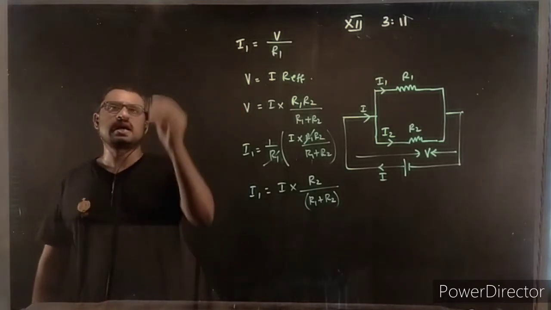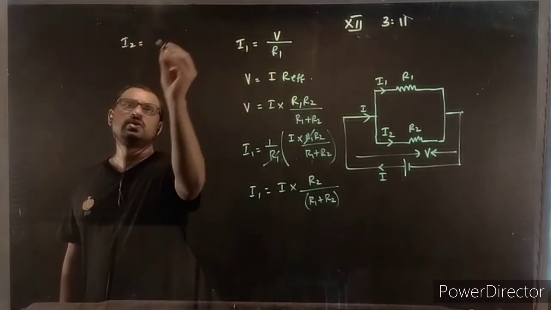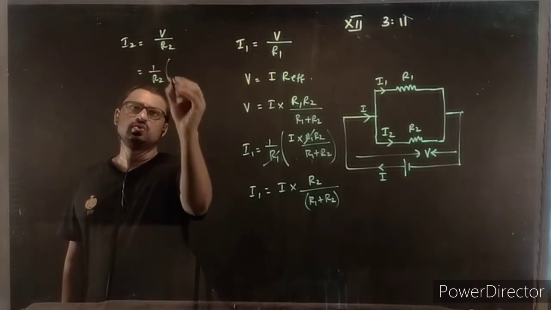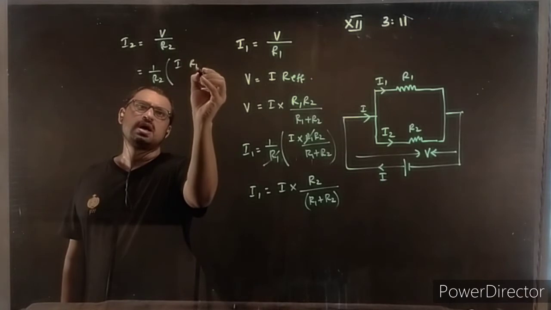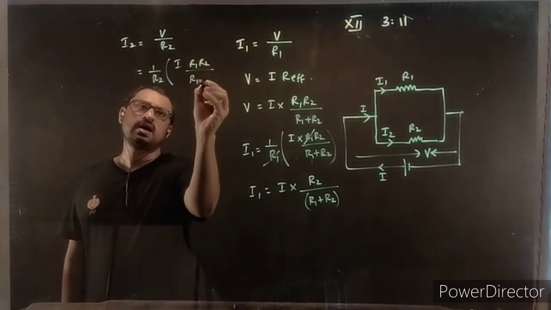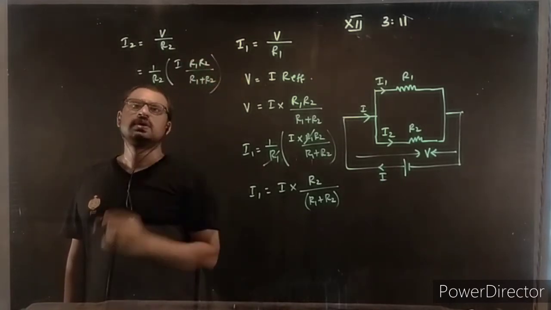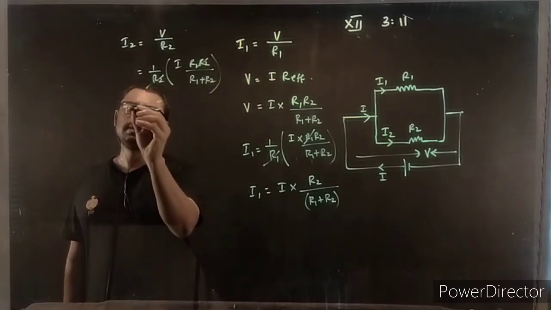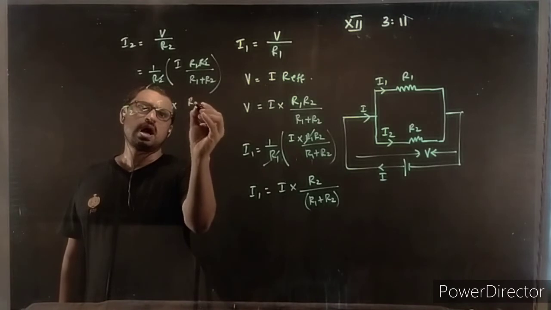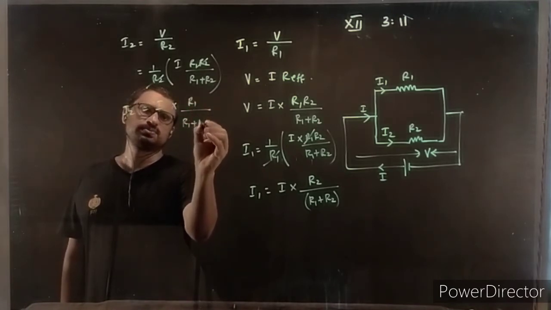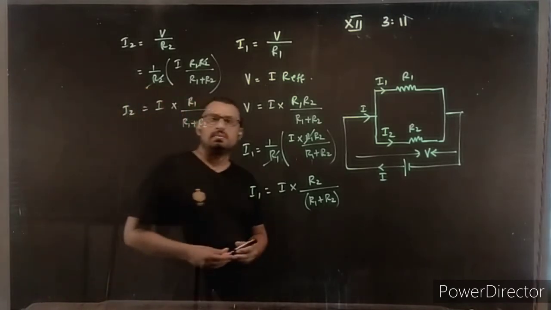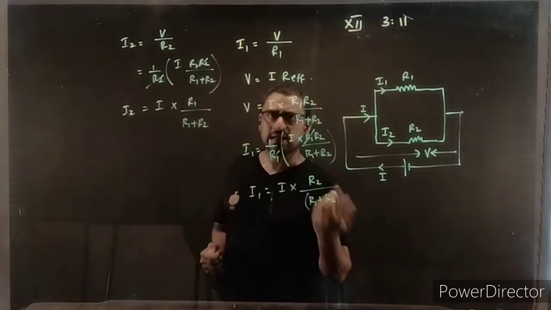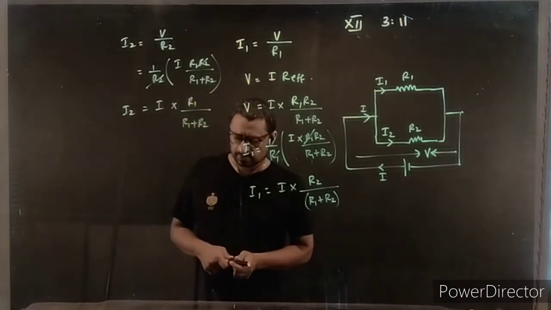Similarly, what is I2? I2 will be equal to V by R2, that is 1 by R2 into V. V is I into R1 R2 by R1 plus R2. Now this R2 will be cancelled. So I2 will be equal to I into R1 by R1 plus R2. It means the current through one resistance will be equal to the total current into the other resistance by the sum of resistances.